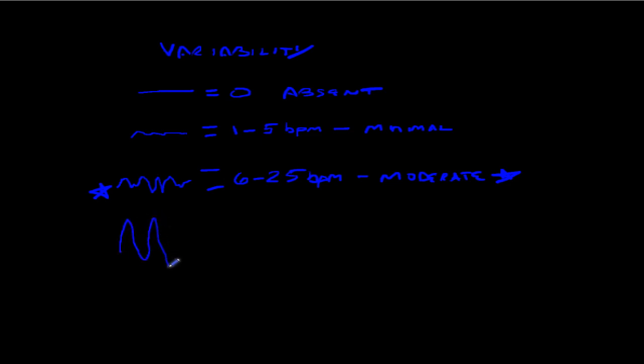And sometimes we have very wide fluctuations. And that's going to be greater than 26 beats. And this is going to be marked. So we have absent, which is 0, 1 to 5 beats per minute in that squiggle is minimal variability. 6 to 25 again is where we want to be, that's moderate. And anything greater than that is marked variability.